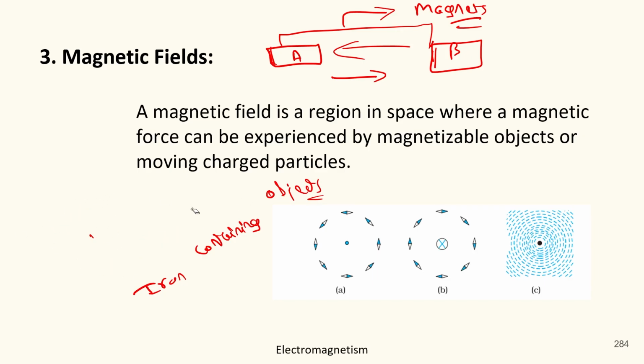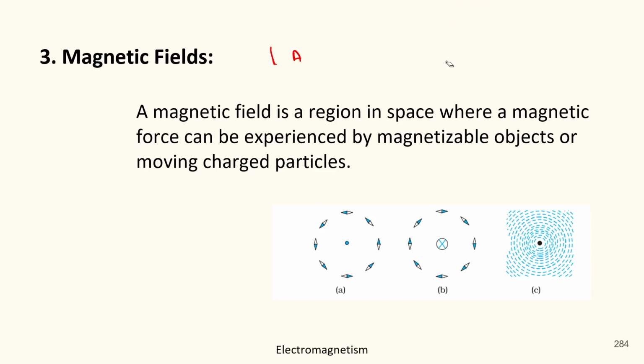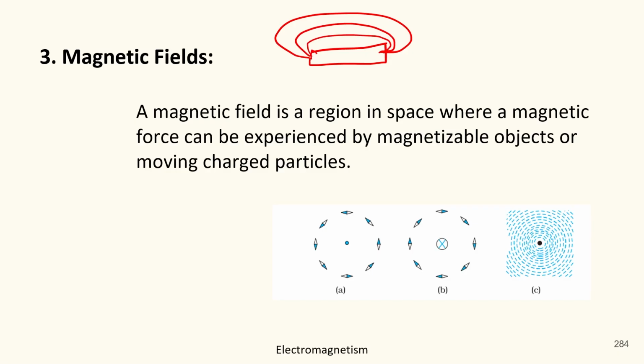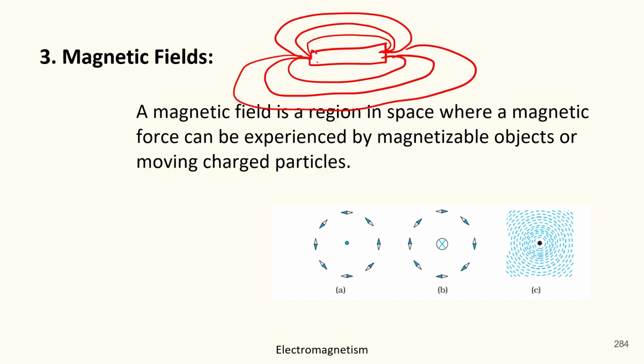So basically the area where the magnet gets placed, like this is a magnet, so there is an area where it has its magnetic impact. And this magnetic impact is known as the magnetic field.